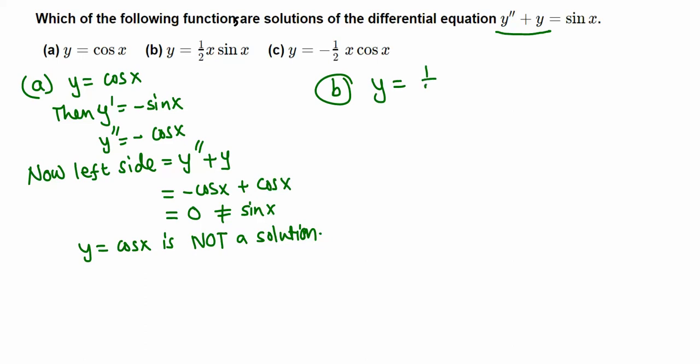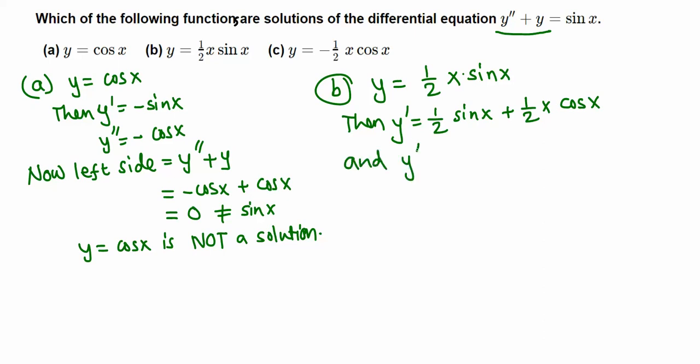So y is 1/2 x sine x. Now we need to find the first derivative. By the way, this is a product of two functions. We can say 1/2 x is one factor, and sine x is another factor. We need to use the product rule because we got a product. Using the product rule, derivative of 1/2 x is 1/2 and sine x plus 1/2 x, now constant, derivative of sine x is cosine x.